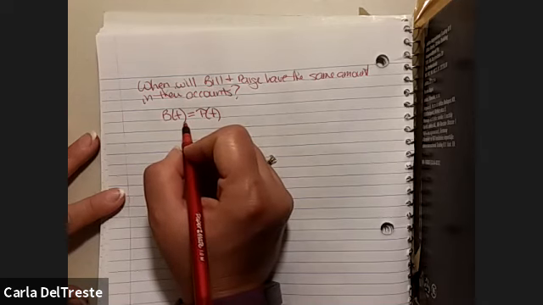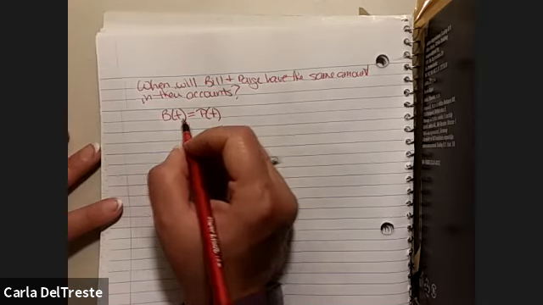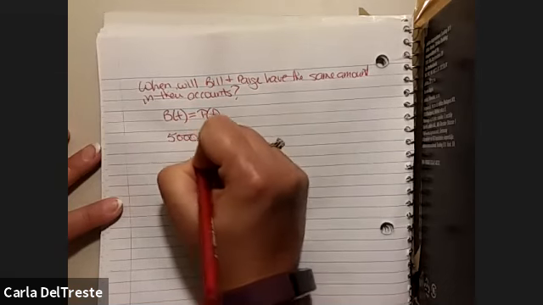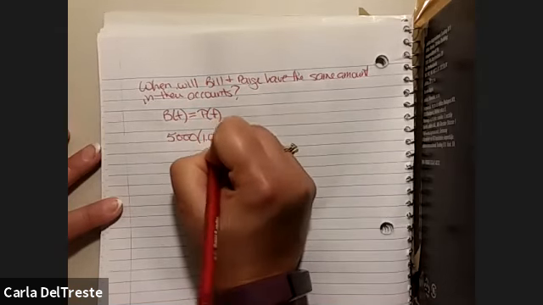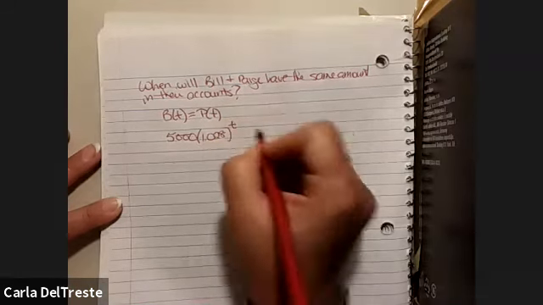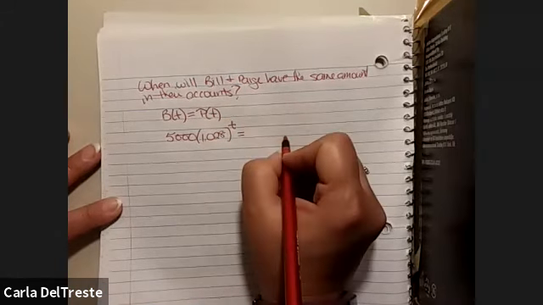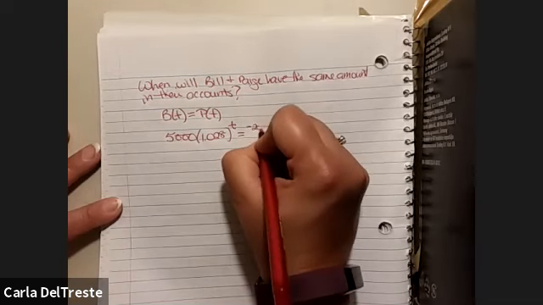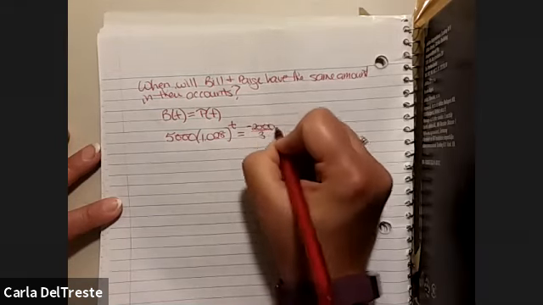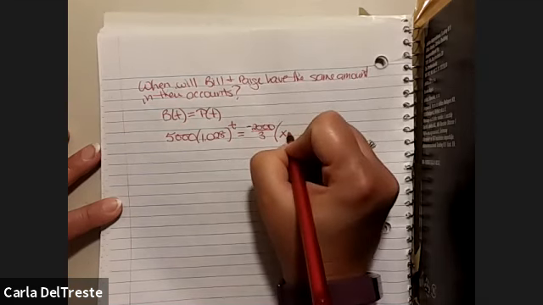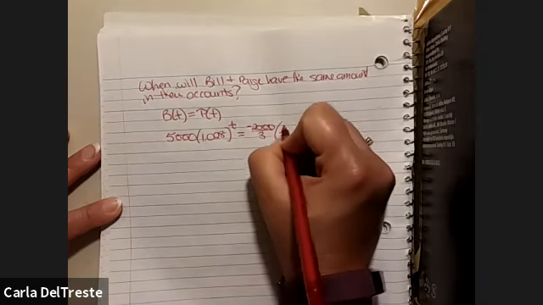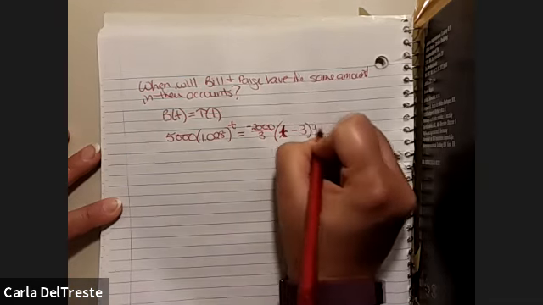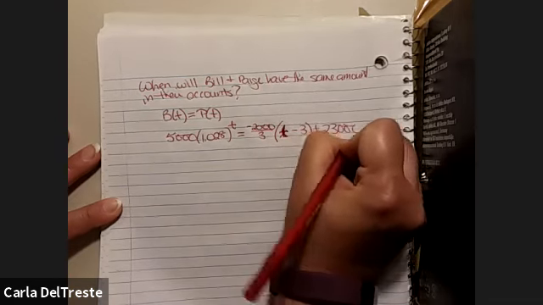Bill's formula, okay, was 5,000 times 1.028 to the t. Now we have to fill in Paige's formula. Paige's formula was negative 2,000 over 3 times t, same variables, t minus 3 plus 23,000.